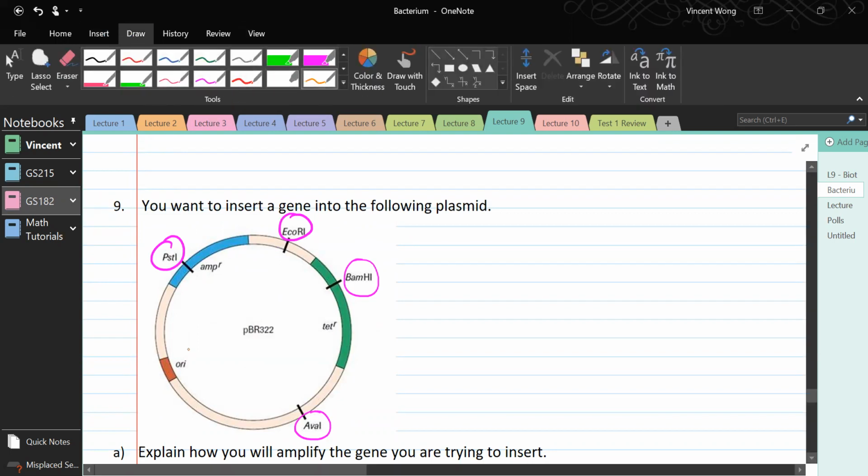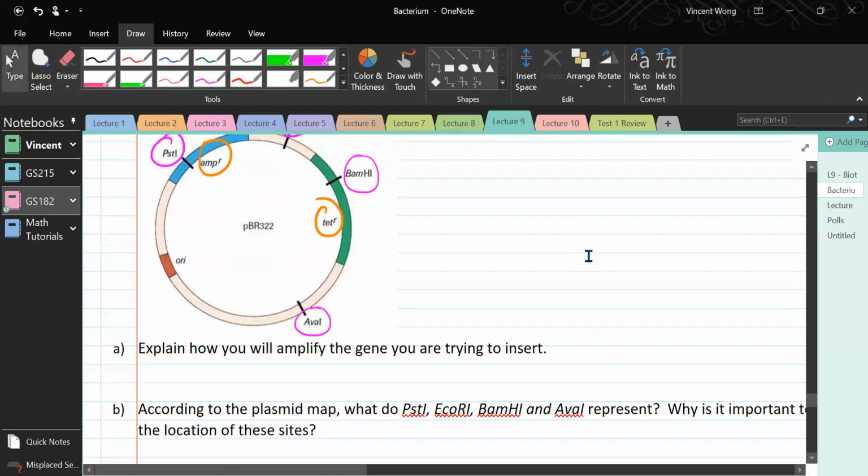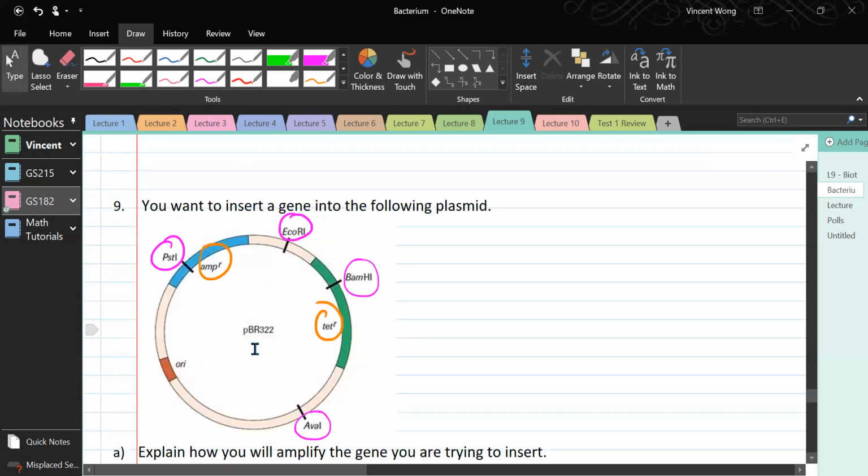The ORI, that's just the origin of replication. It means if you insert a gene here, it's going to get cloned this way. So that's where replication is going to start. And then these sites are the antibiotic resistant genes. So you have the ampicillin resistant gene here, you have the tetracycline resistant gene here. And that's just the name of the plasmid. If you want to buy them online, you'll say, I want to order the PBR322.